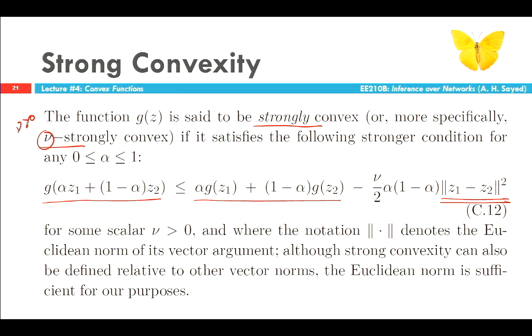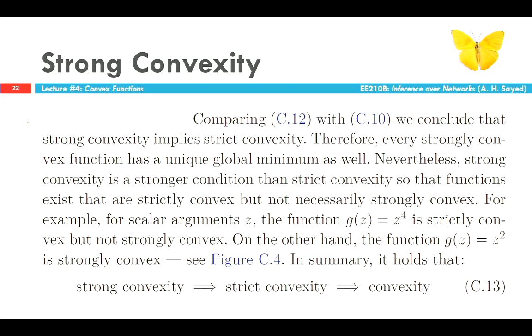So far, so good. Now, why is this useful? You will understand, hopefully very soon or in next lectures. So here it is. Strong convexity implies strict convexity, which implies convexity. You understand that? Now, when you put it in this way, it does mean that there are some functions that are strictly convex but not strongly convex. For example, this function here, z to the 4.